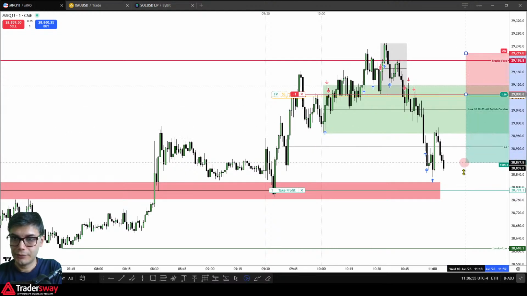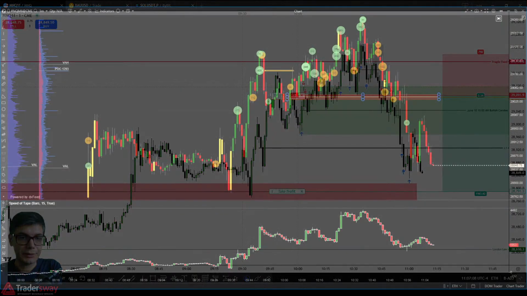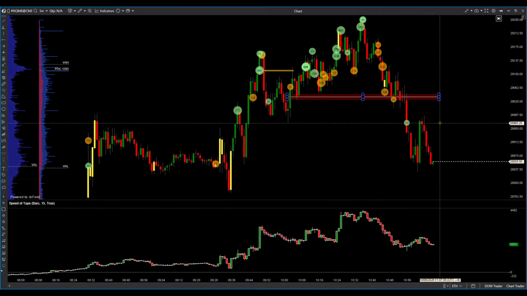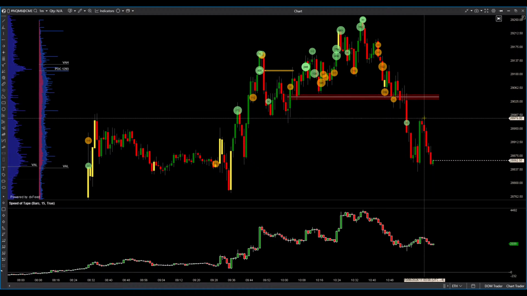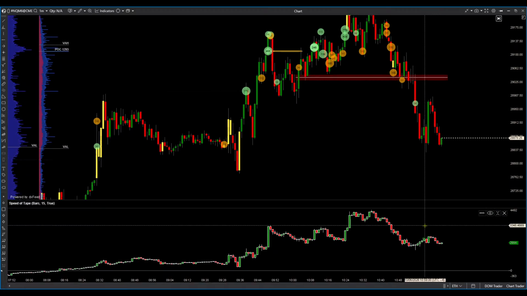How many ticks is this? 1500. Let's look at order flow. I want to see if there's a change. All right, respected. It didn't even get close to 10 a.m. fair value gap.